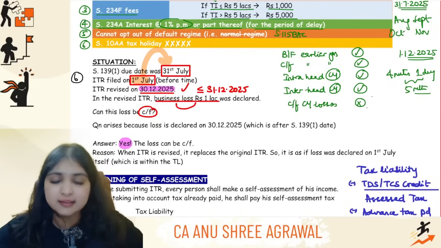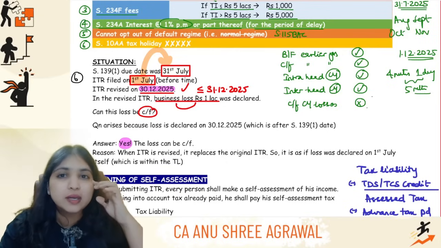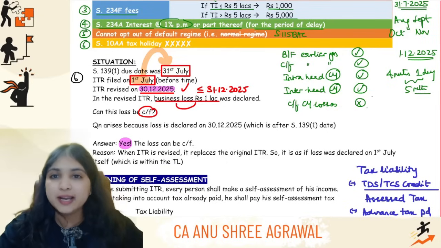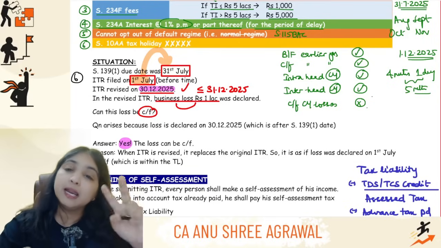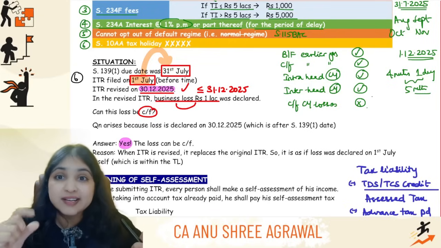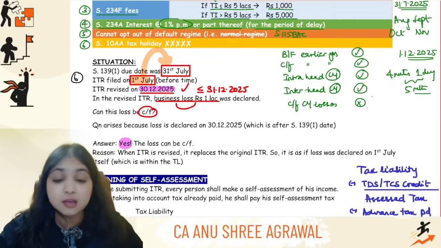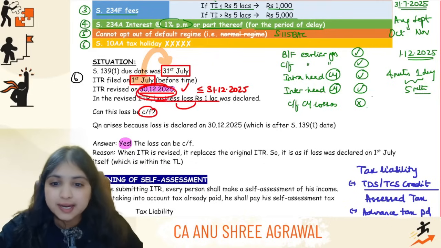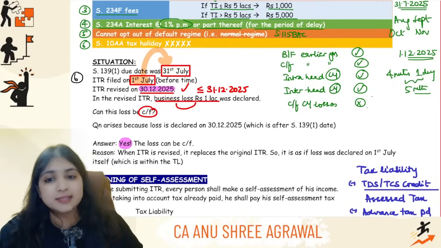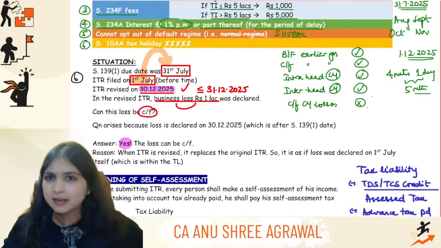Understanding. So here in this situation, I just tried to combine two concepts. Concept number one is that you can carry forward current year losses only if you file ITR on time. If you file ITR late, you can't carry forward current year losses. And the second concept which I've combined over here is that once you file a revised return, the revised return replaces the original return. So it is as if you have declared losses on 1st July itself, in your original return itself. So 1st July is within the 139(1) date, it is within 31st July. So yes, I can carry forward the loss.